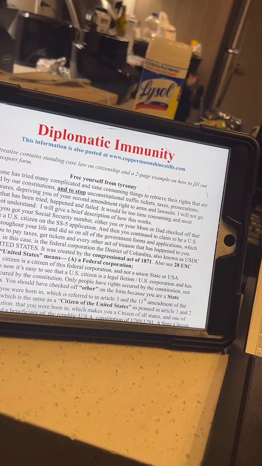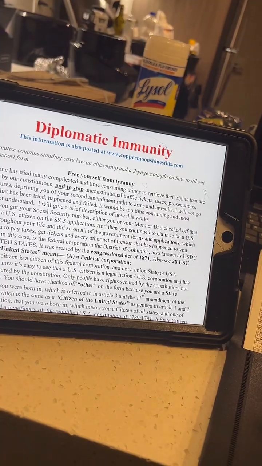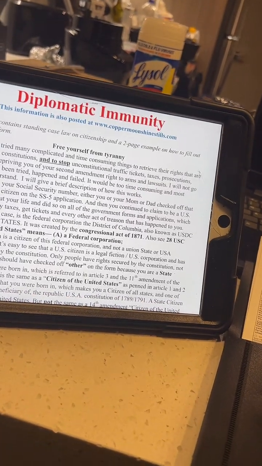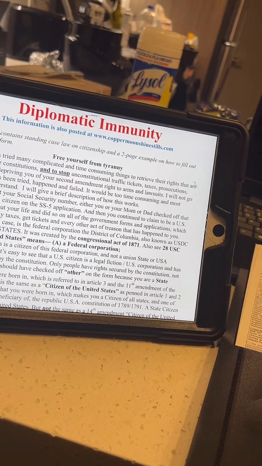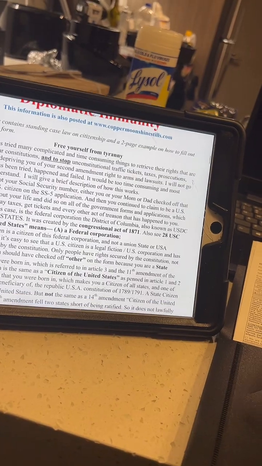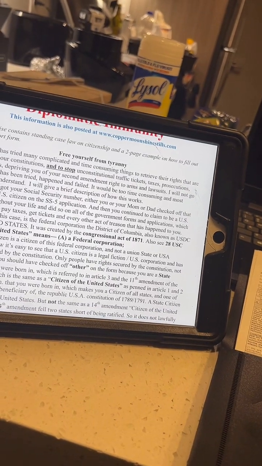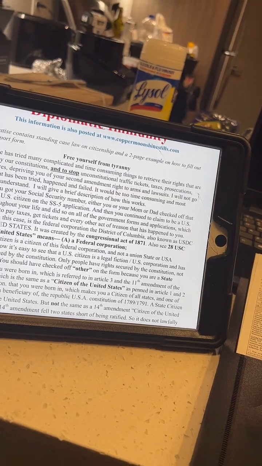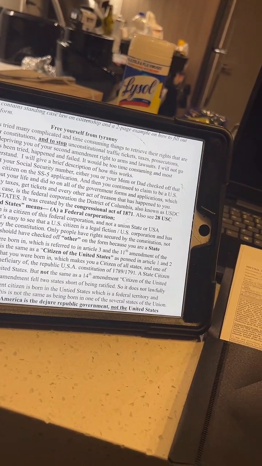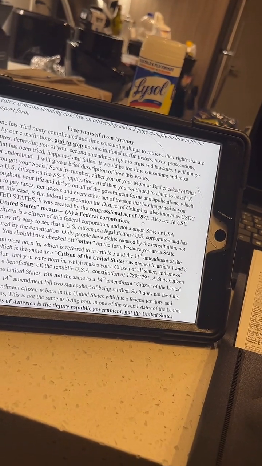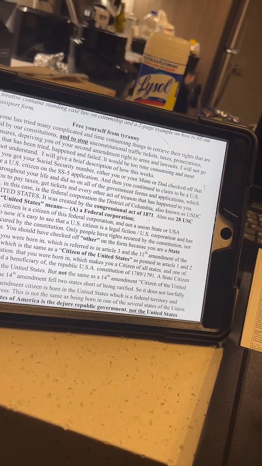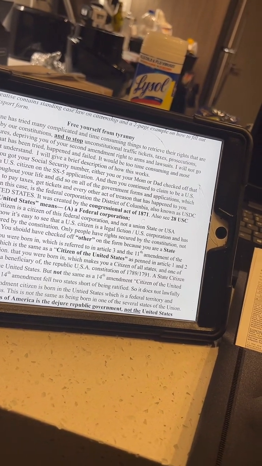The U.S. in this case is the federal corporation, the District of Columbia, so you are considered a district citizen. Also known as the USDC or the United States, it was created by the Congressional Act of 1871. Also see 28 USC 3002, Section 15: United States means a federal corporation. So as a U.S. citizen, it is a citizen of the federal corporation, not a union state or USA republic. So now it's easy to see that the U.S. citizen is a legal fiction.